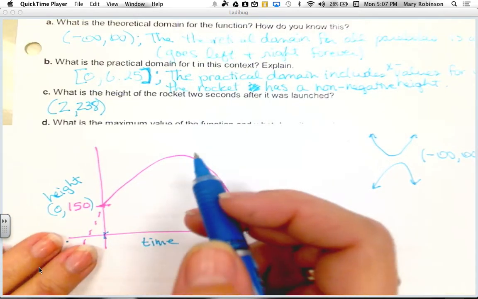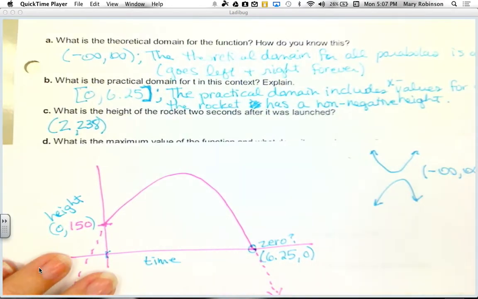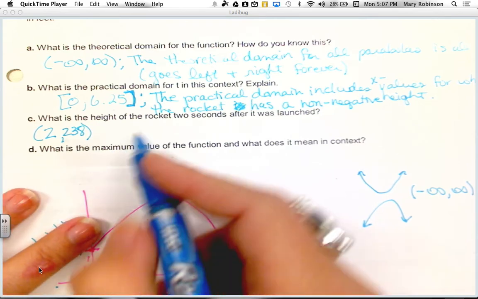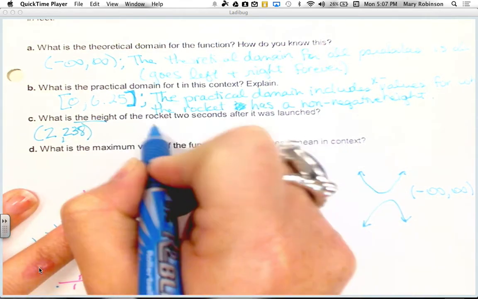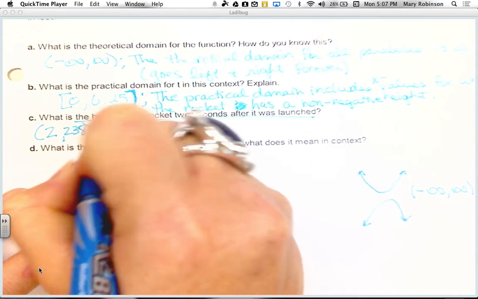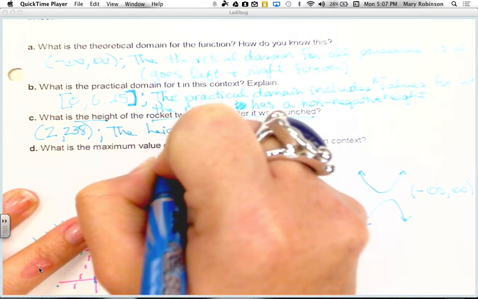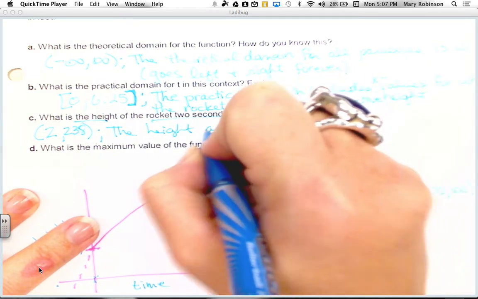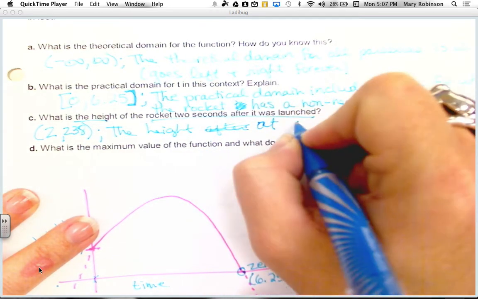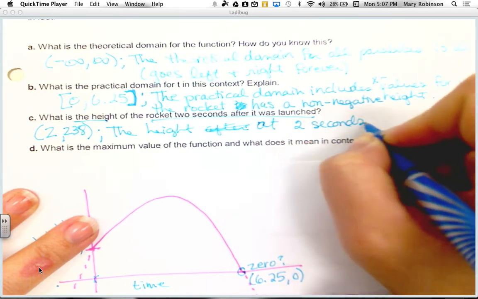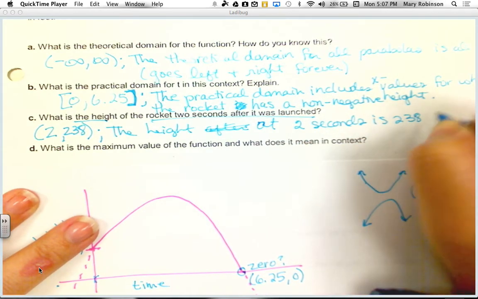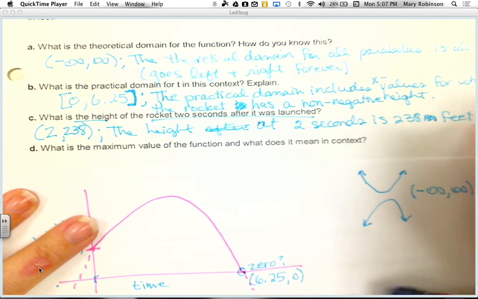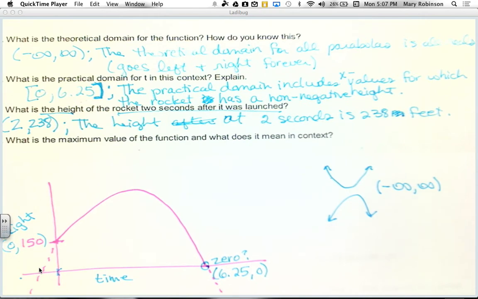All right, 238. But remember I said I want all these application problems answered in the form of a statement to demonstrate that you understand it. So if it says, what is the height 2 seconds after it's launched, I would simply say the height at 2 seconds is 238 meters. Is it meters or feet? I'm sorry, feet. The height at 2 seconds is 238 feet.